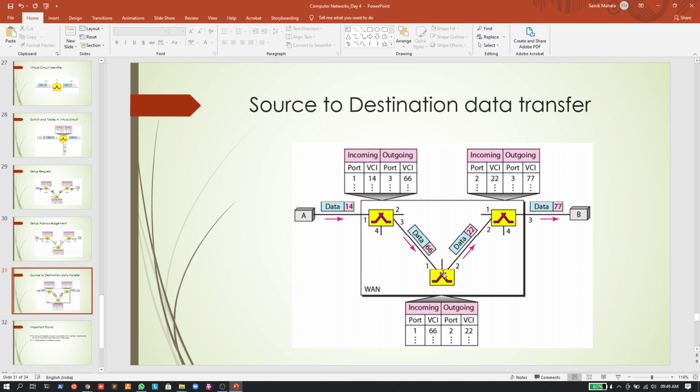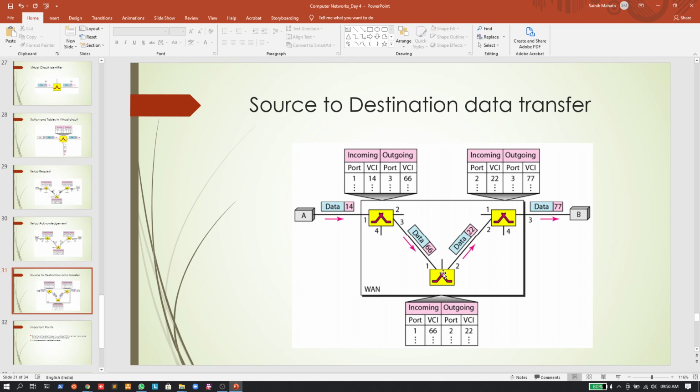Okay. So this is how the data transfer will now happen, depending on the routing table that has been set up during the setup phase. Okay. And after this data transfer happens, what will happen? There will be a tear down phase, which means the virtual circuit that we made for transferring data from A to B is no longer needed, and now it will be broken down.